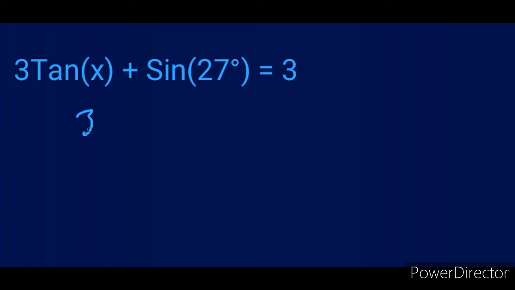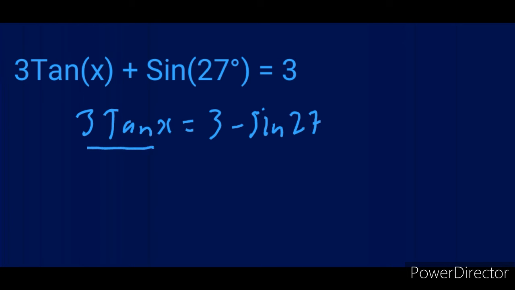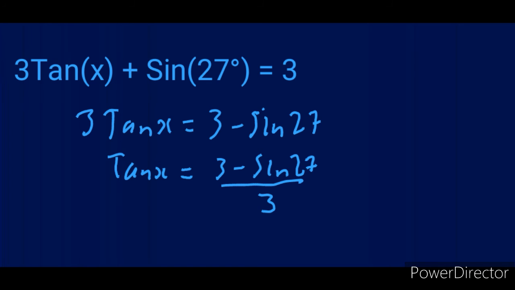So we're going to say 3 tan x is equals to 3 minus sine 27. So we're going to have minus sine 27, and then we have to divide both sides by 3 in order to make tan the subject. So we're going to have tan x is equals to, if you divide 3 by 3, you're going to end up having 1. So it's just going to be 1 minus sine 27 over 3. Or if you want, you can just say 3 minus sine 27 all over 3. So that's what you get when you divide both sides by 3.